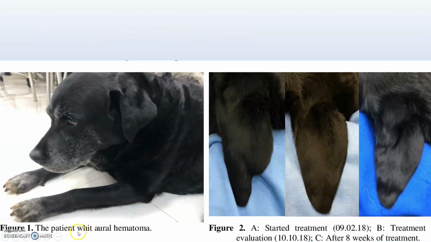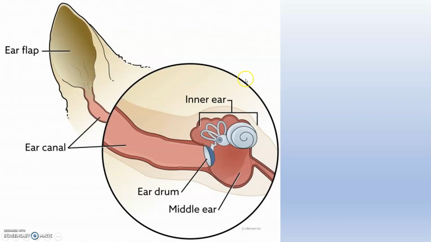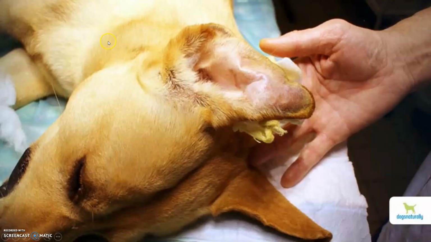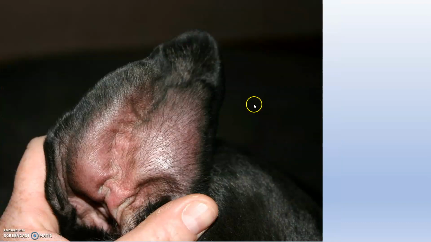So this is actually a patient with aural hematoma. You can see different stages of aural hematoma treatment. This is a case of aural hematoma. You can see these are the pictures of aural hematomas. This is the ear flap, this is the ear canal, and the blood gets accumulated in between the skin and the cartilage. You can see this is the thickness.